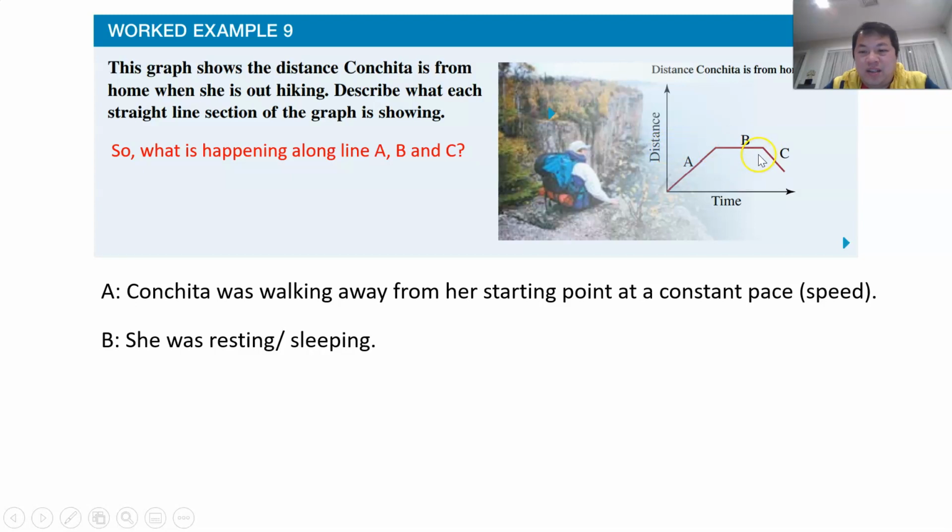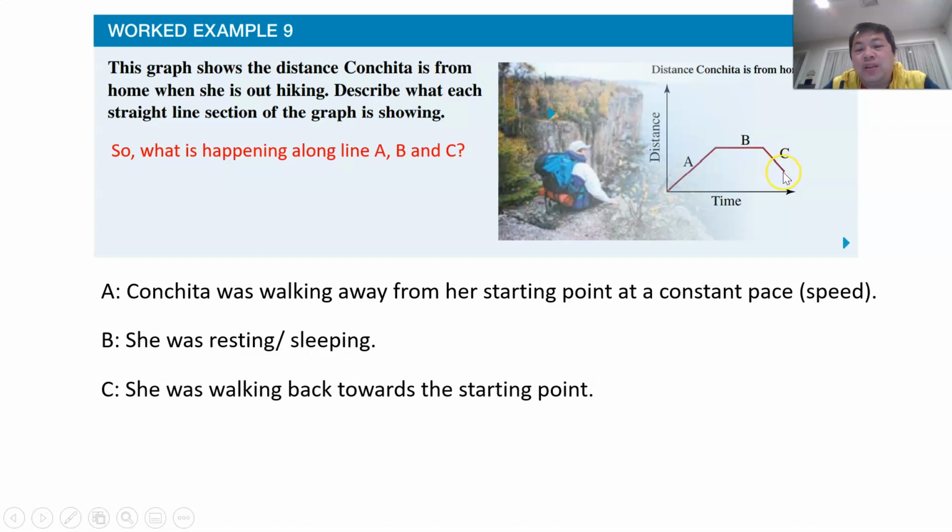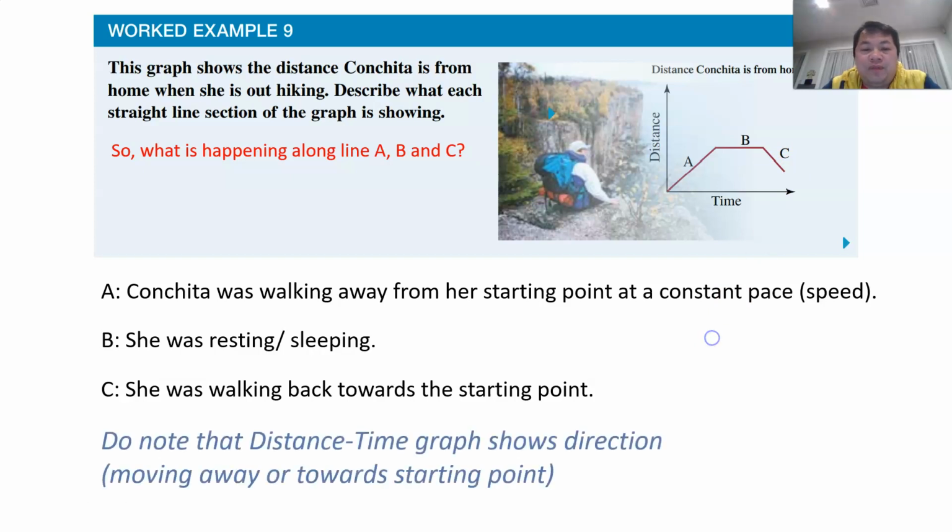And what about at C? She actually started walking backwards, backwards towards the starting point, because the starting point is here, right? So coming back towards the starting point, which is at 0, 0, isn't it? So yep, she started to come back. So that's how you read a distance time graph.